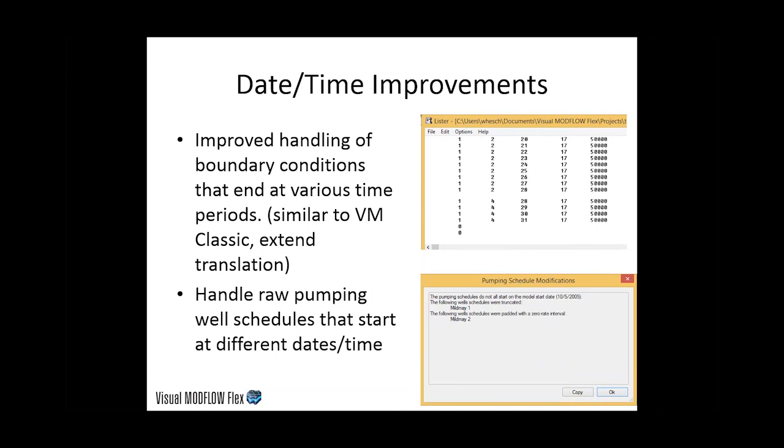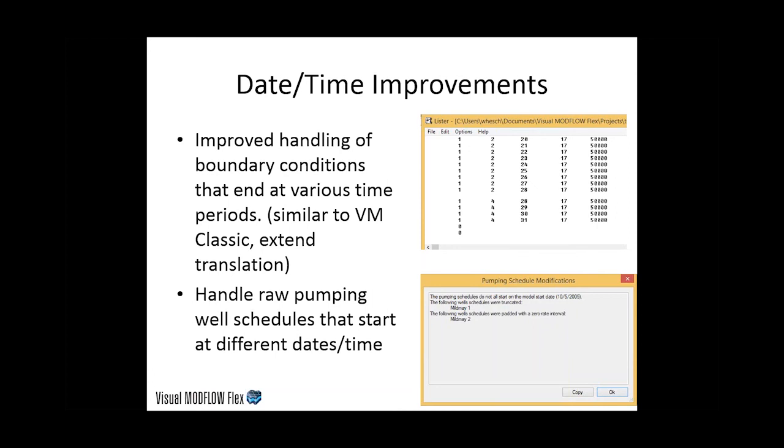If you define your boundary conditions and you import that raw well object and you need to add those wells to a conceptual well in VModFlex, you'll get a notice that says that certain wells don't start at the same date. And what we'll do is we'll automatically give you an option to add a 0 pumping rate for those wells so they can be included and synchronized to start all at the same date without you having to go through and manually define all the tedious work.